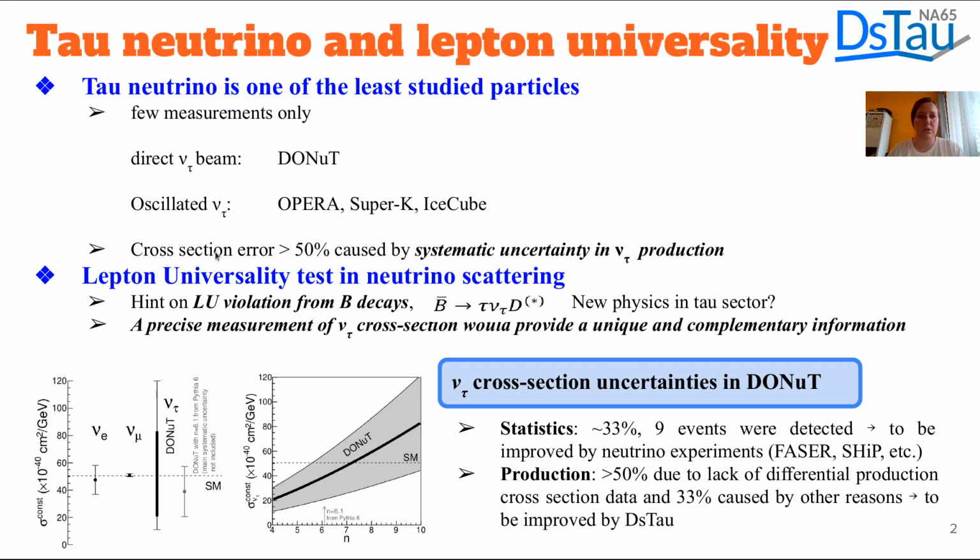The cross-section is known with a large error, more than 50%, which is caused by systematic uncertainty in tau neutrino production. The precise knowledge of tau neutrino cross-section will allow to test lepton universality.